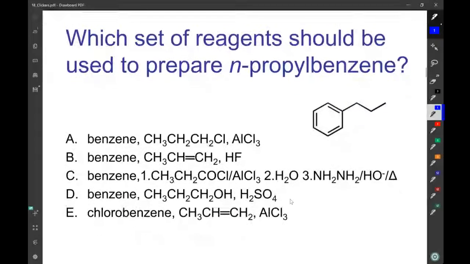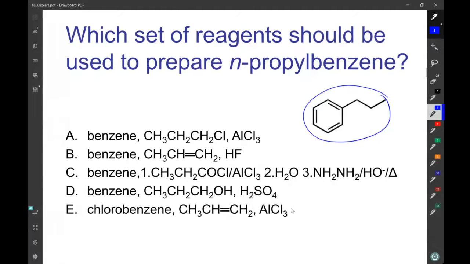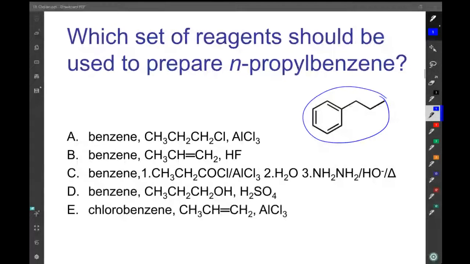Okay, this is another type of question I can ask you guys in the exam. Which set of reagents should be used to prepare N-propyl benzene? This is a structure of N-propyl benzene. So which of these reagents will be used in order to prepare N-propyl benzene? Let me open the poll for you guys. While I'm working on the poll, you guys should be thinking about the answer already. Ready? You guys can start answering.